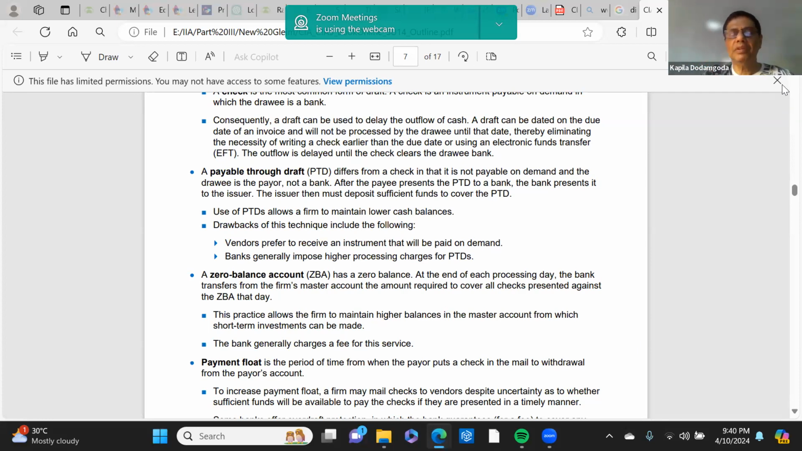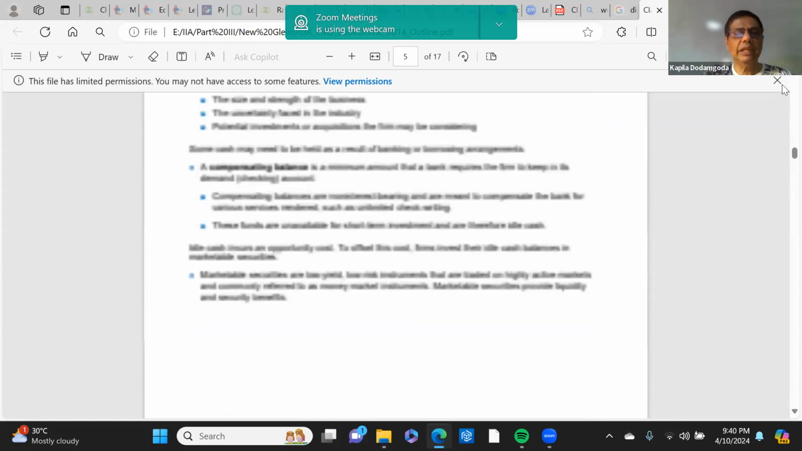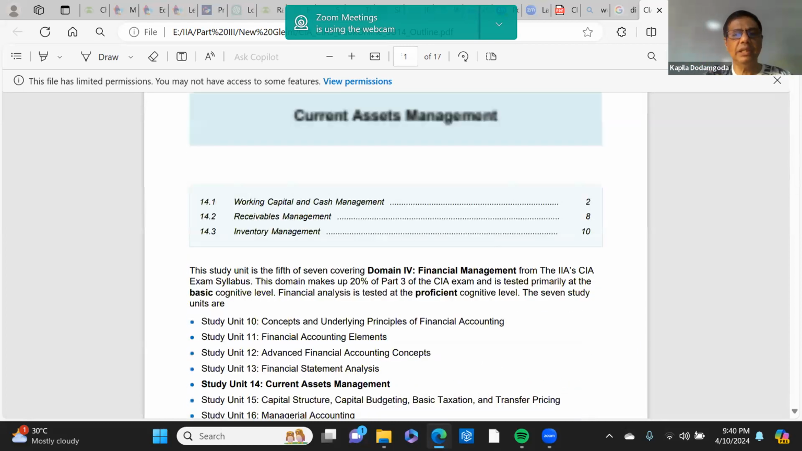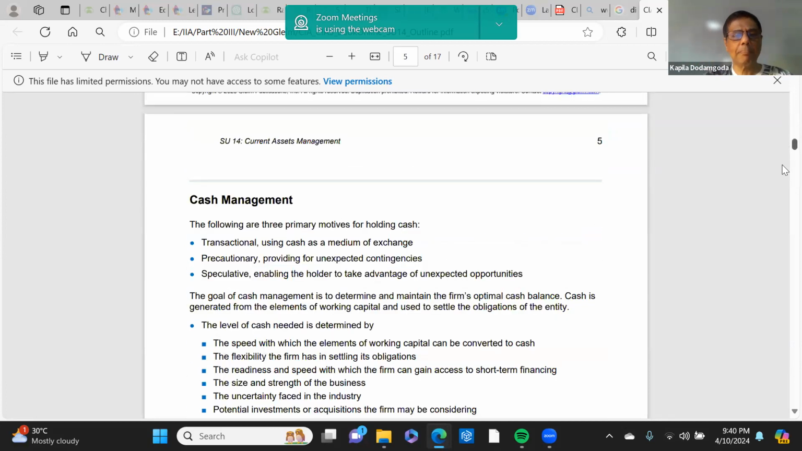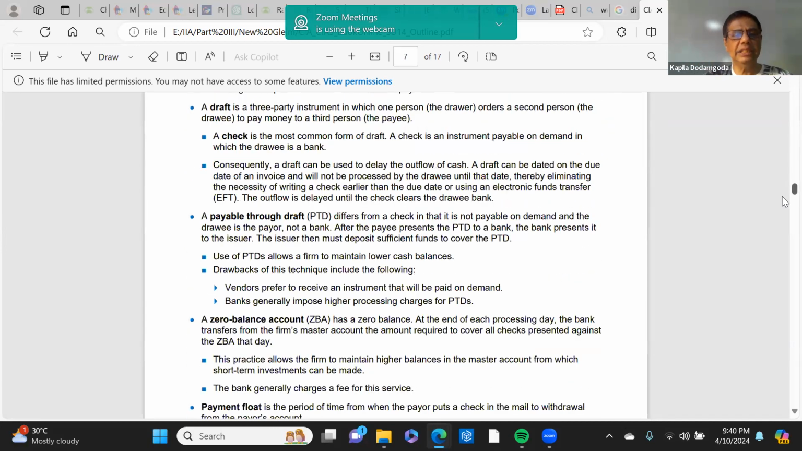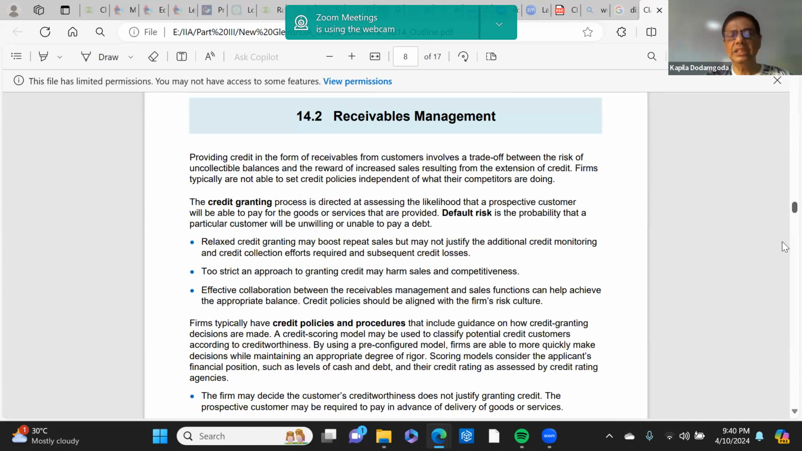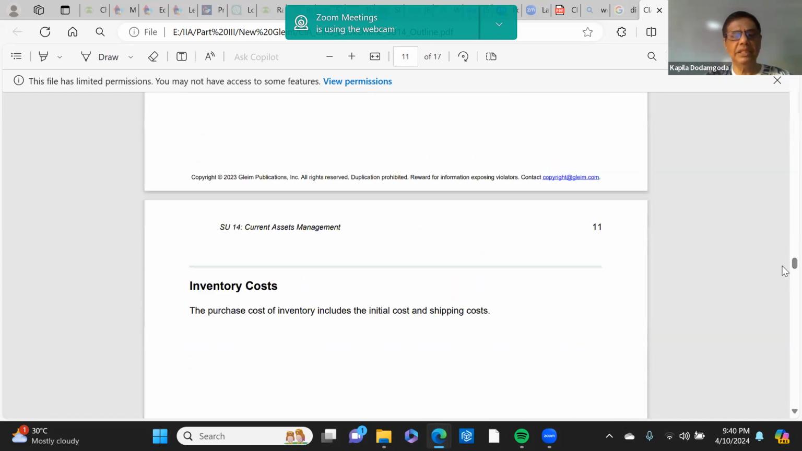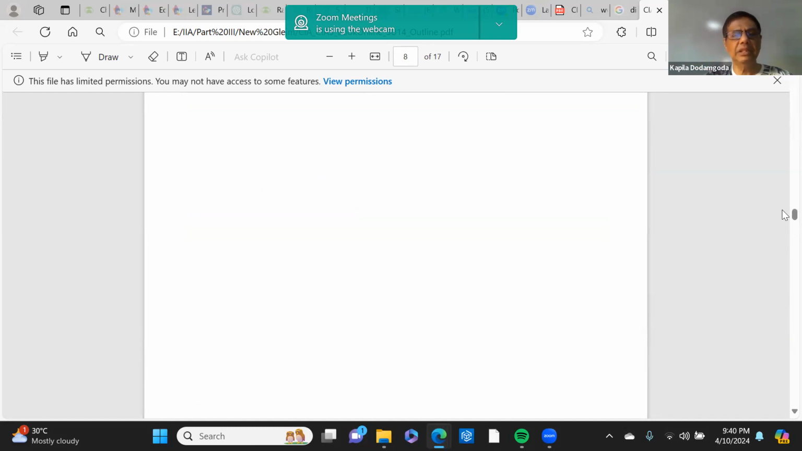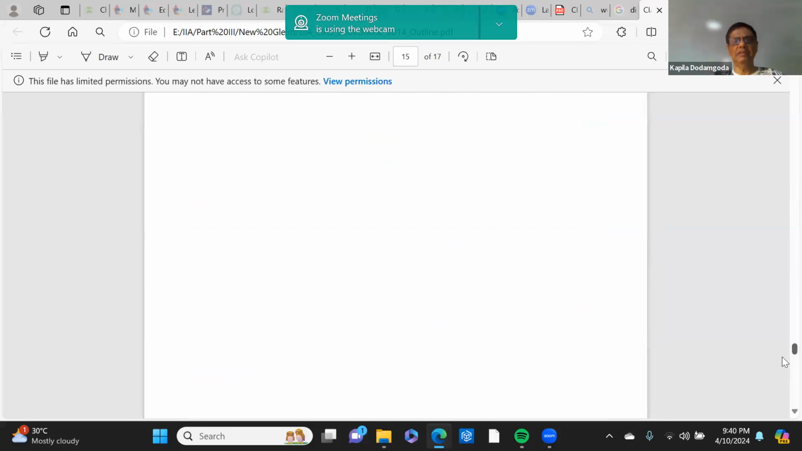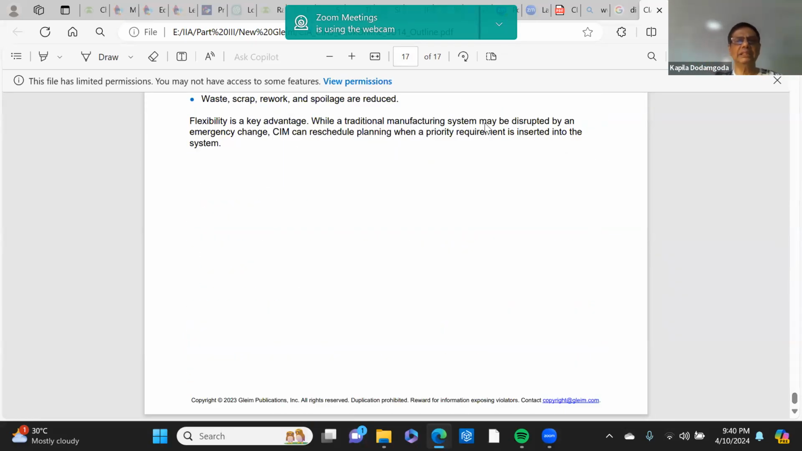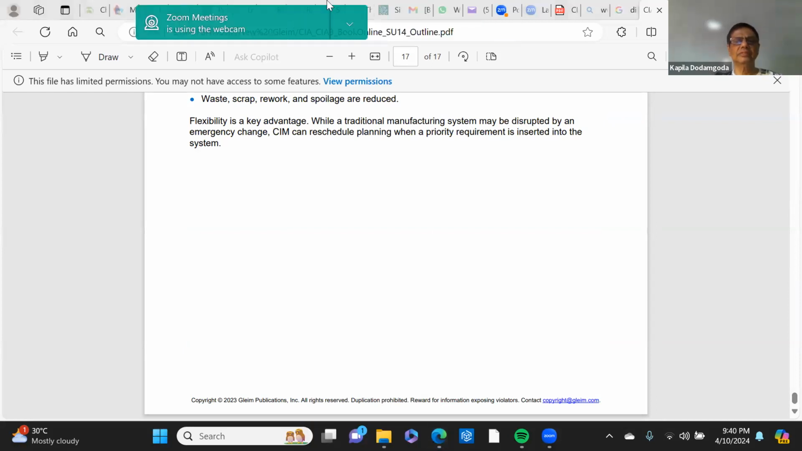That's basically what we were going to discuss about cash management. So we started from current asset management, working capital and cash management, and this is what we have discussed up to this point. In the next lecture, we'll be looking at receivables management, a couple of pages, and then inventory management, a couple of more pages. That's what we're going to discuss at the next lecture. Are we okay?